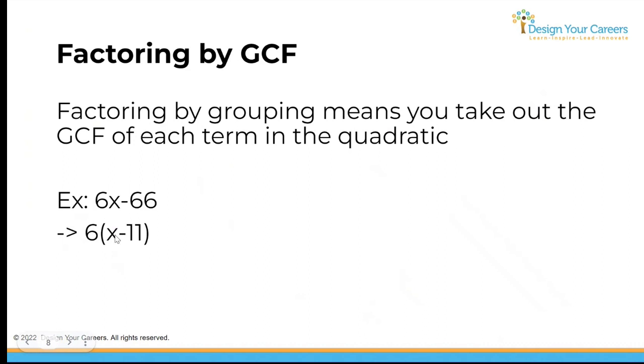And then if you wanted to expand it again to understand how this works, we would do 6 times x, so that's 6x, and 6 times negative 11, negative 66, right? And then another way to tell if you've really factored out the greatest common factor is you can see that x and negative 11 have no other factors in common.